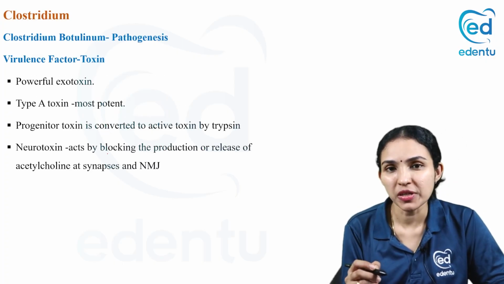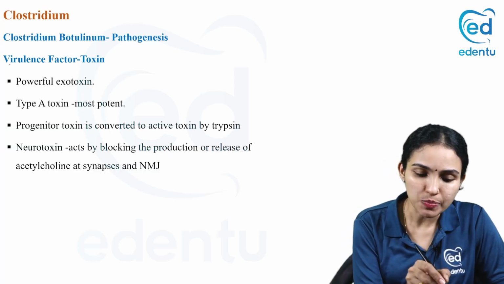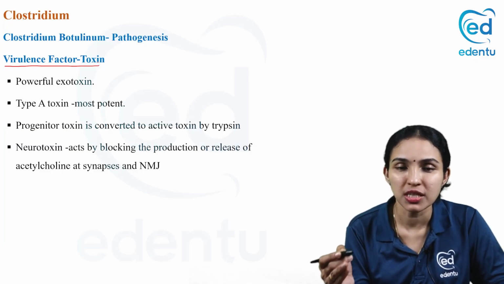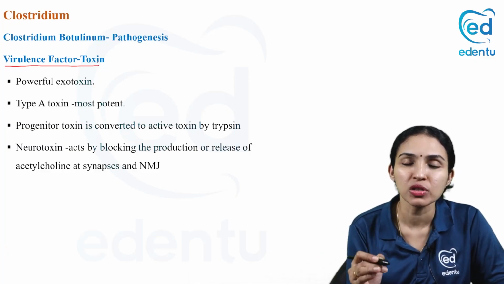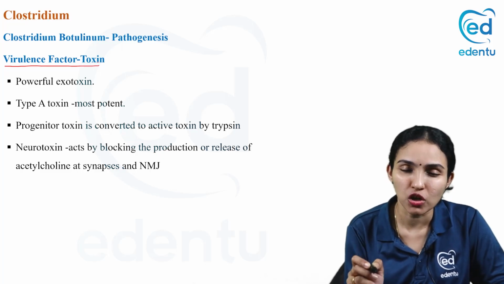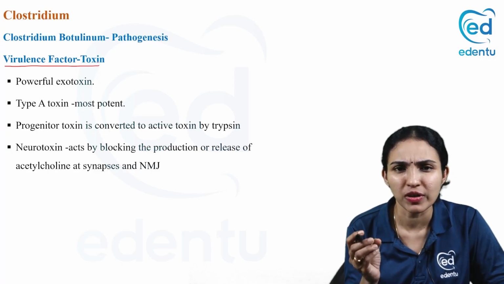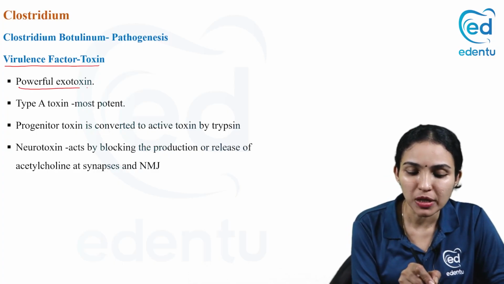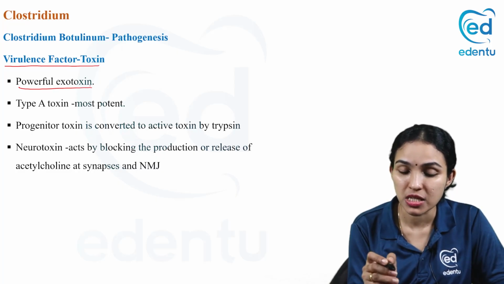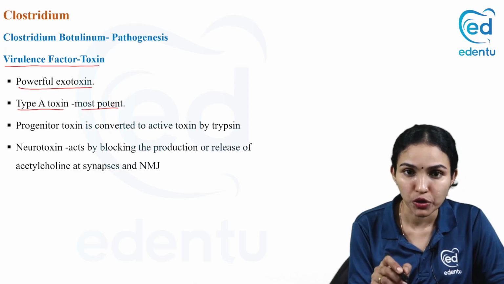We'll see how this bacteria causes that severe form of food poisoning called botulism, and what is responsible for this. Like perfringens and tetani, botulinum also produces a toxin, but this is one of the most powerful toxins produced by any bacteria. It is highly toxic and lethal in very minute quantities. It's a very powerful exotoxin. Among the 8 serotypes, the type A toxin is the most potent.